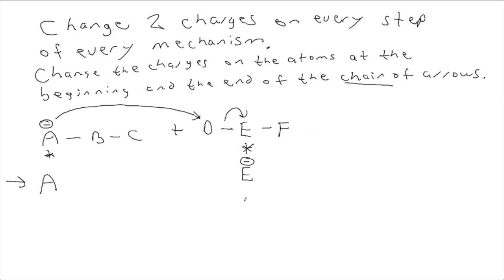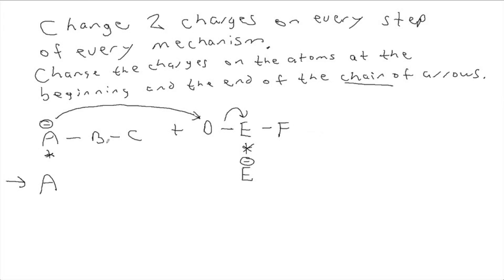That's right. And what's going to be the new charge on D? It'll be the same. It'll be 0. It's not changing because it's not one of the two atoms whose charges we're changing. That's right. What'll be the new charge on C? 0. It'll be no change. That's right. So only A and E are changing.